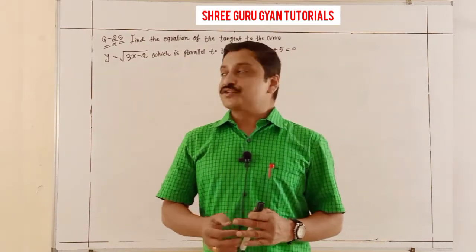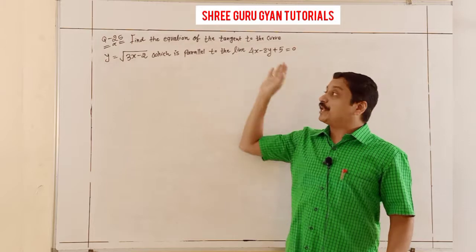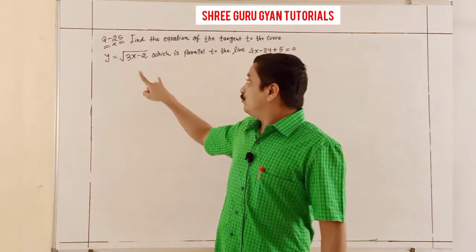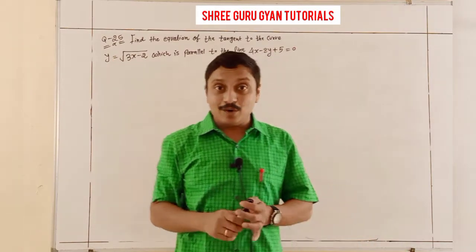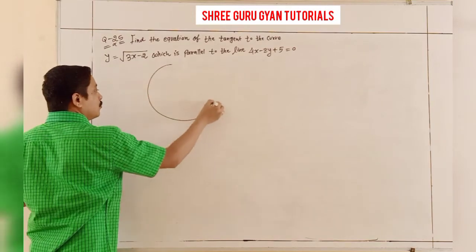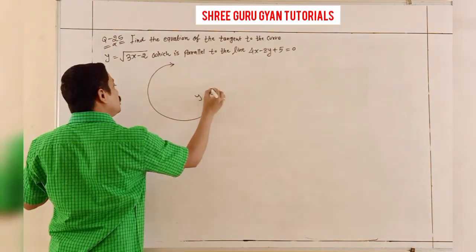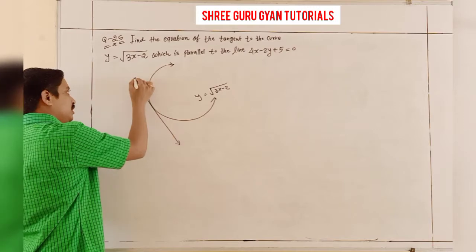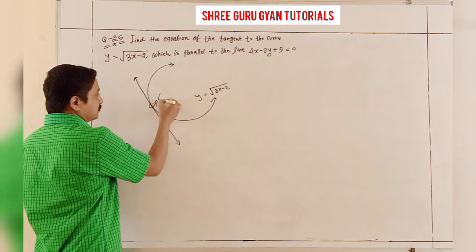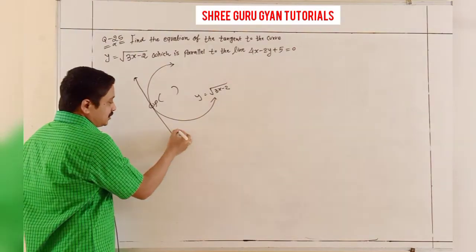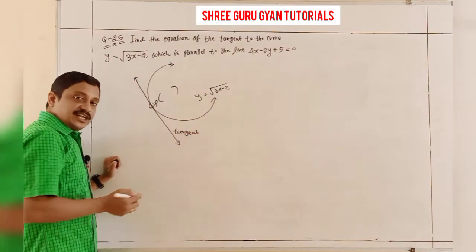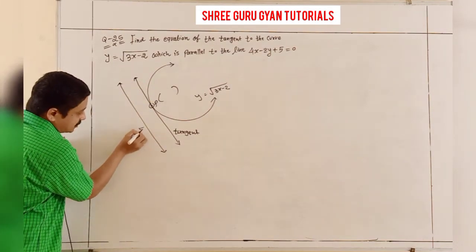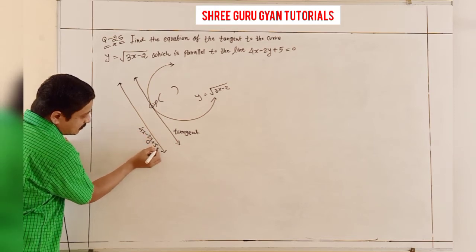Now, students, continue with question number 25. Find the equation of the tangent to the curve which is parallel to the given line. It means if you take y square, no doubt it is a parabolic curve. So this is your parabolic curve. The equation is given, y is equal to the square root of 3x minus 2, and consider one of the tangents at a particular point. But this tangent is parallel to the given line 4x minus 2y plus 5 is equal to 0.